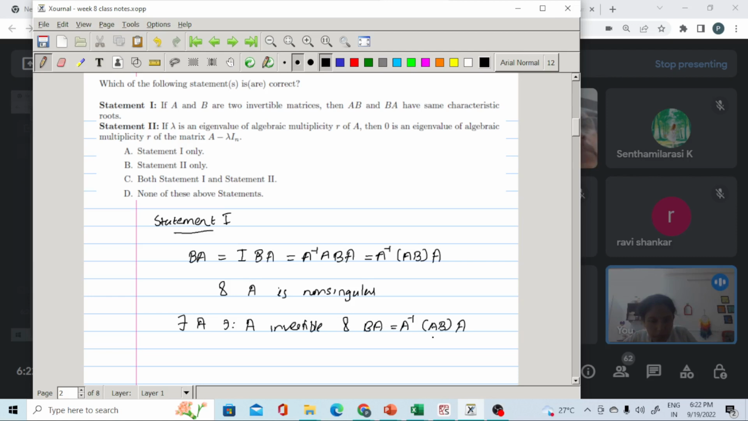So what does this mean? BA is similar to AB. Yes, AB and BA are similar. AB and BA being similar means they have the same characteristic roots, that is, the same characteristic polynomial also, right? Yes. So AB and BA have the same characteristic polynomial and roots.